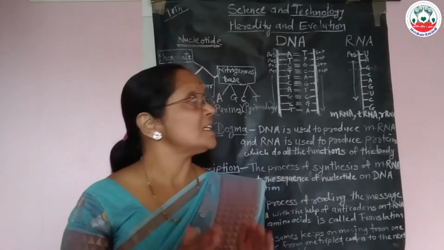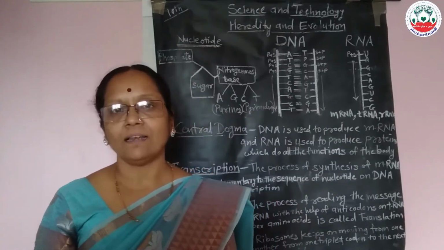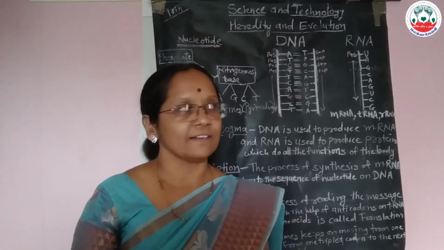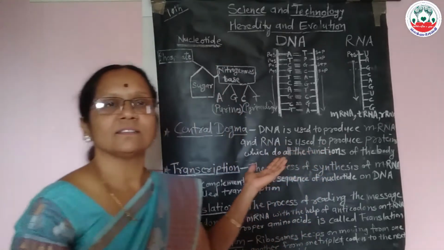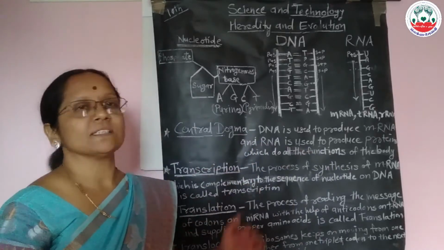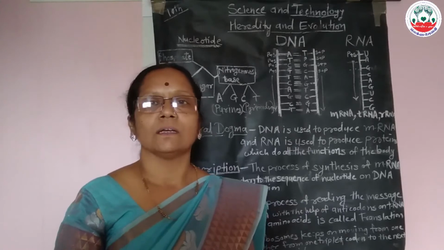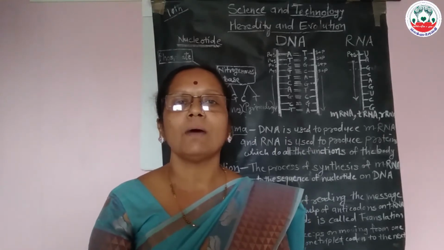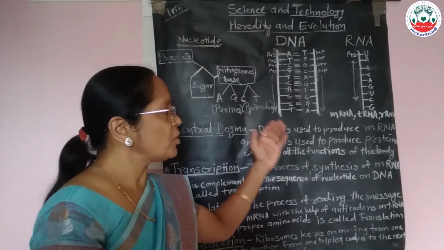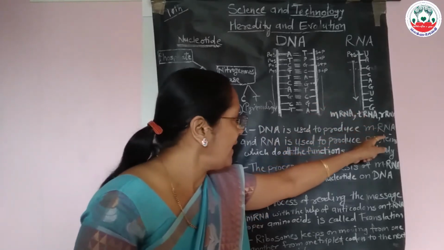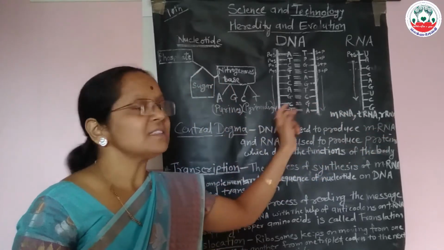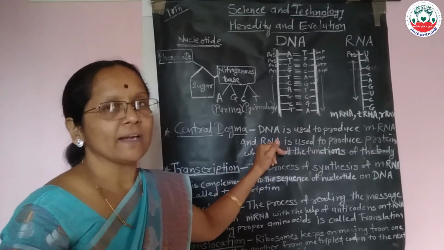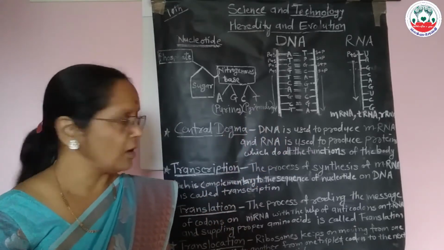This process of protein synthesis takes place in the cell, and let us start with the process of protein synthesis. This process is also called the central dogma. What is the central dogma? The central dogma is the process of producing mRNA, and the mRNA produces proteins which are required for the body, and they do all the functions of the body. This process is called the central dogma.